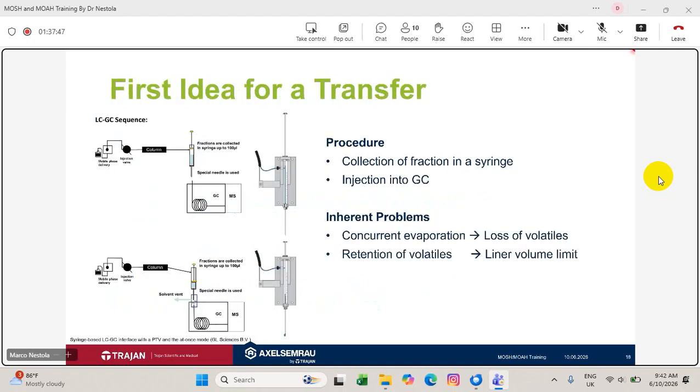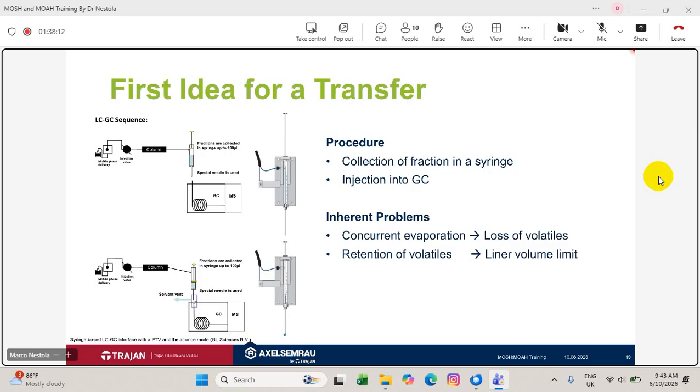That's a picture of an optic injector. So basically, when I started with the whole project in 2010, the first idea we had, because Axel Semrau is also a dealer for the GL Sciences optic injector, was that we use the optic injector for that.